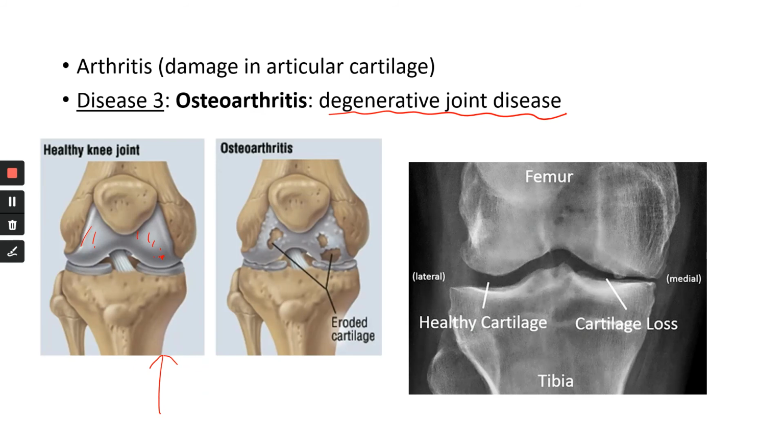And when you look at this with the x-ray, you can see with a healthy articular cartilage, you have a good space, right, in between the bones. But as the cartilage is eroded, this space is getting smaller. So you may have two bones that are too close to each other, and that's gonna cause a lot of pain.